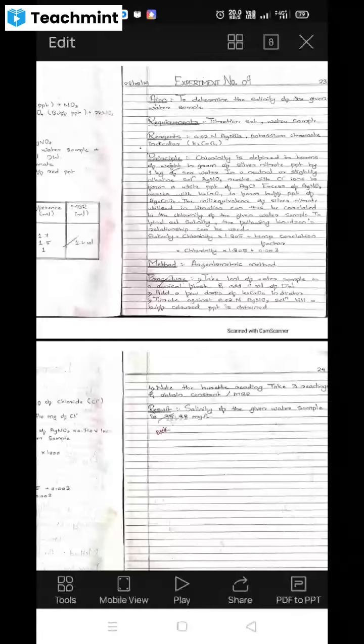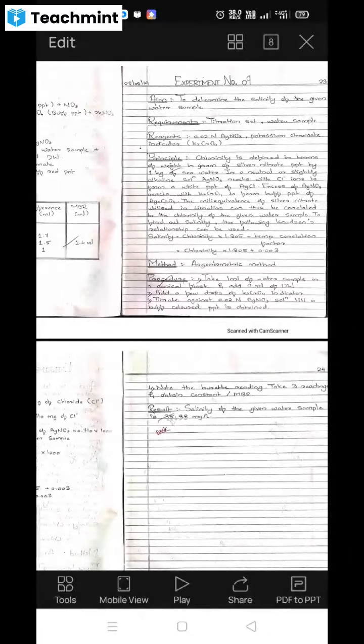So for determining the salinity, the principle regarding measuring the salinity is the chlorinity. So chlorinity is nothing but, here in the water, you will see the silver nitrate precipitate.